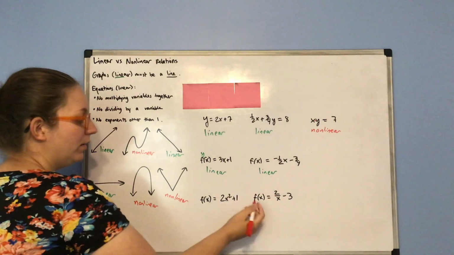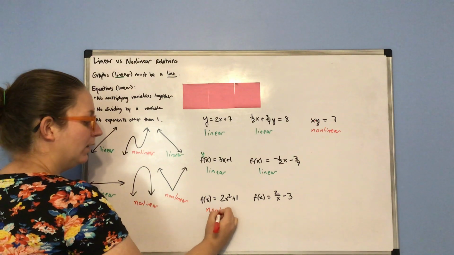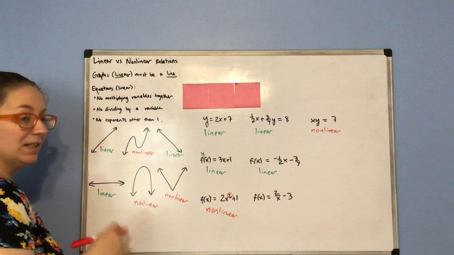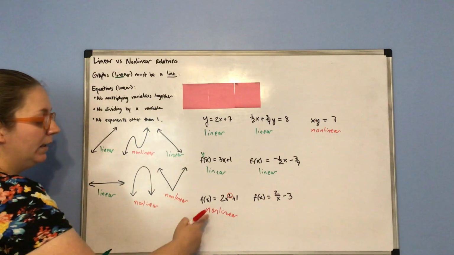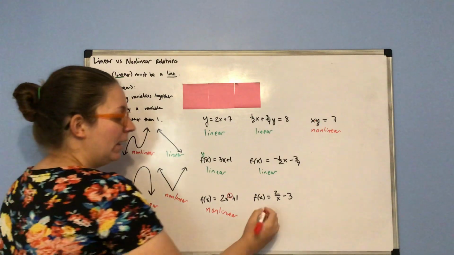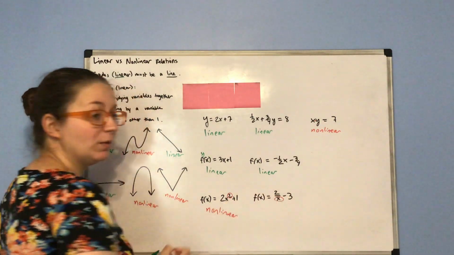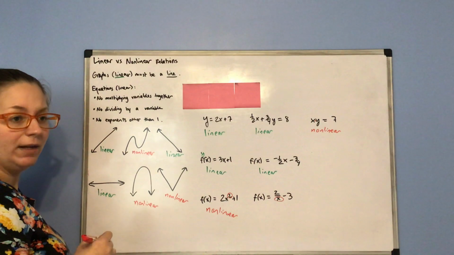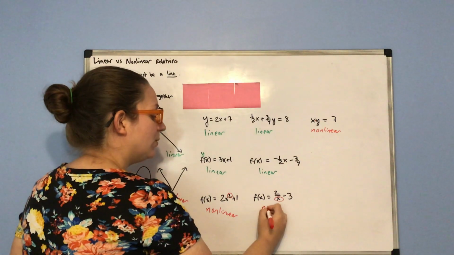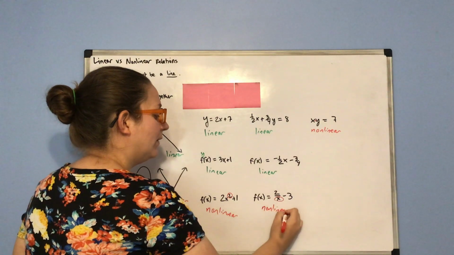These bottom two are both not linear, and I'll tell you why. So for this one, we have an exponent that's not 1, it's an exponent of 2. Anytime you have an exponent that's not 1, automatically nonlinear. This one is nonlinear because we are dividing by a variable. Dividing something by a variable means when we graph that we're not going to get a straight line. So this one is also nonlinear.